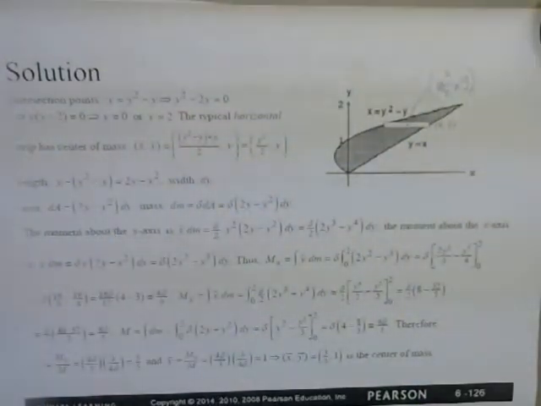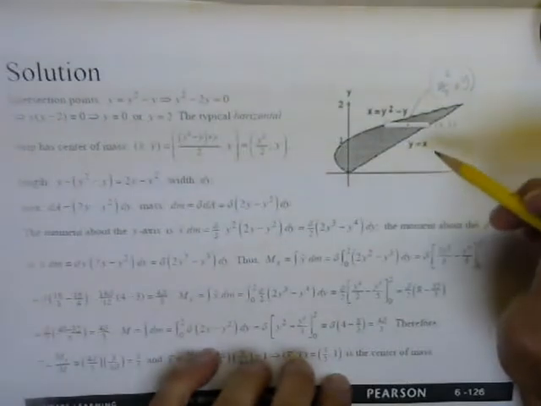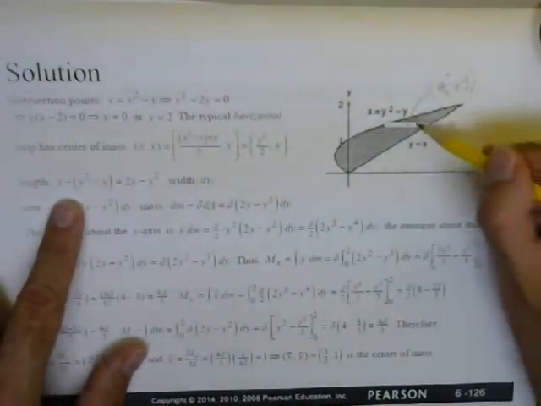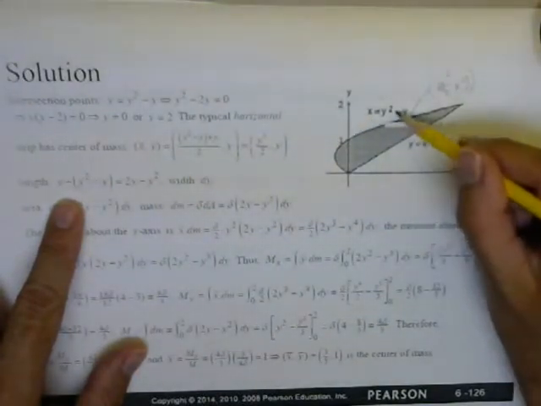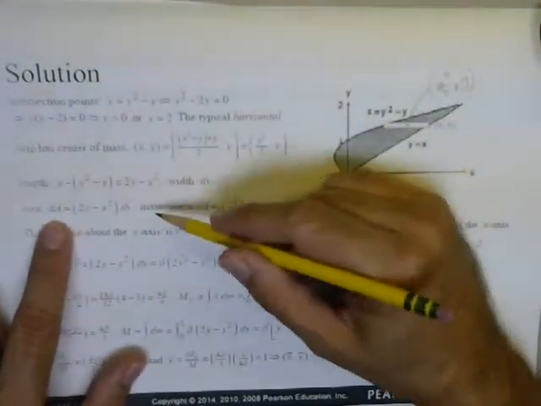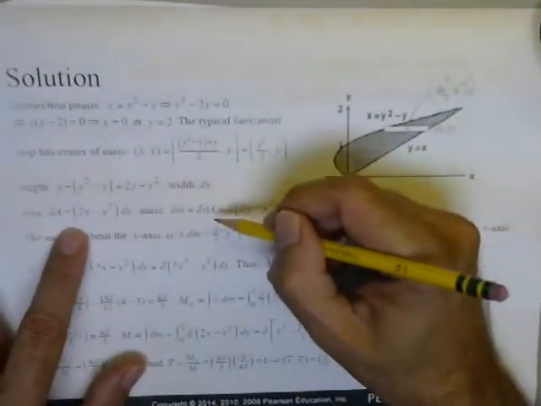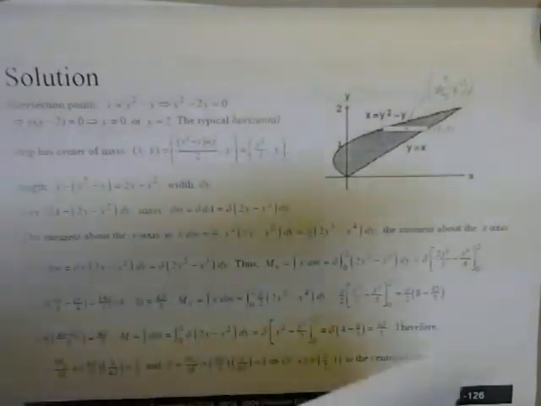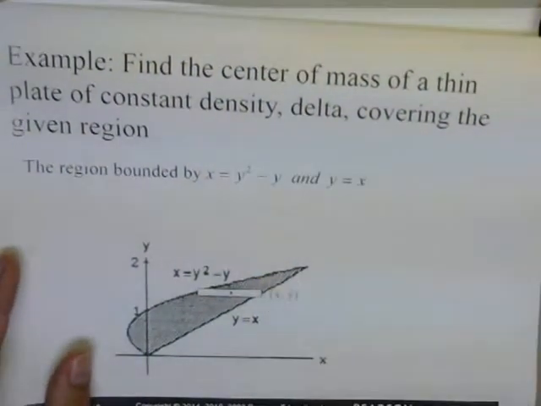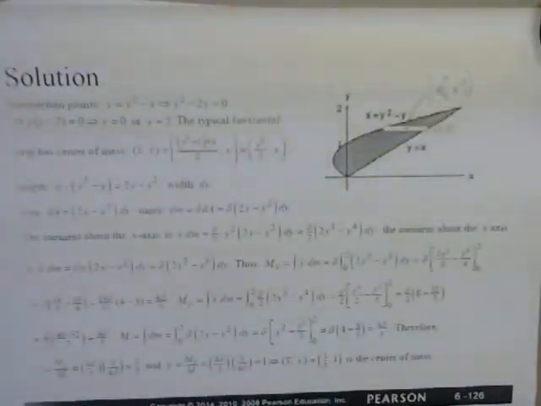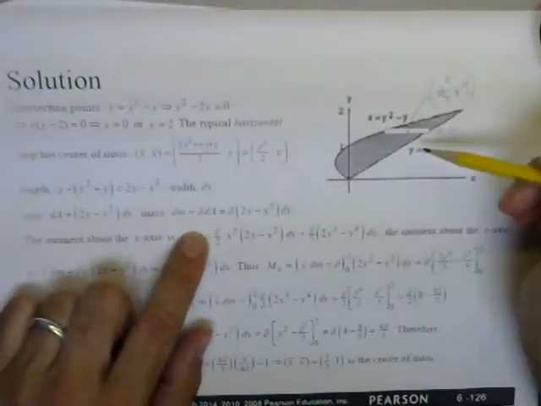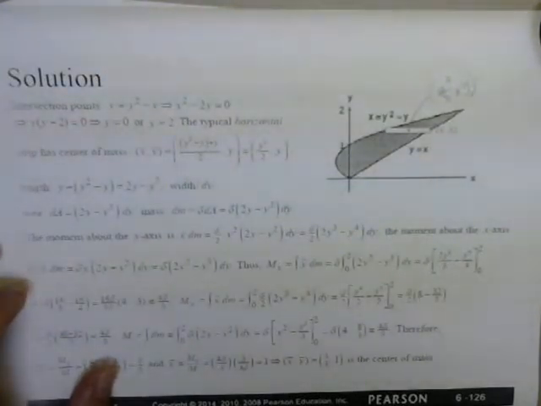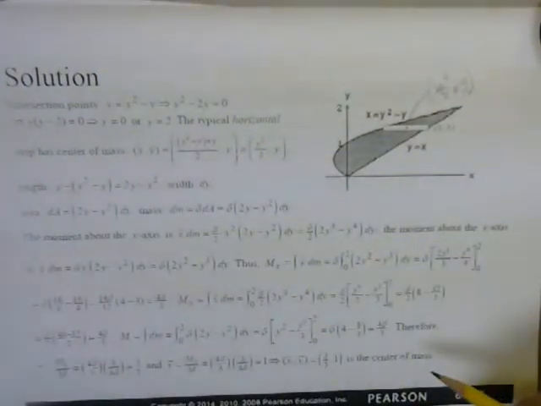right? Now, what is the mass of the strip? Well, the mass of the strip, the length of the strip, will be given by this distance y minus y squared minus 2, right? And then multiply that times dy. That'll give you the area of the strip. And then the mass then will be given by, we don't know what the density is, so let's just multiply it by delta in that case. So the mass of a given strip is given by this, right? So again, we need to calculate m sub x, m sub y, and m.